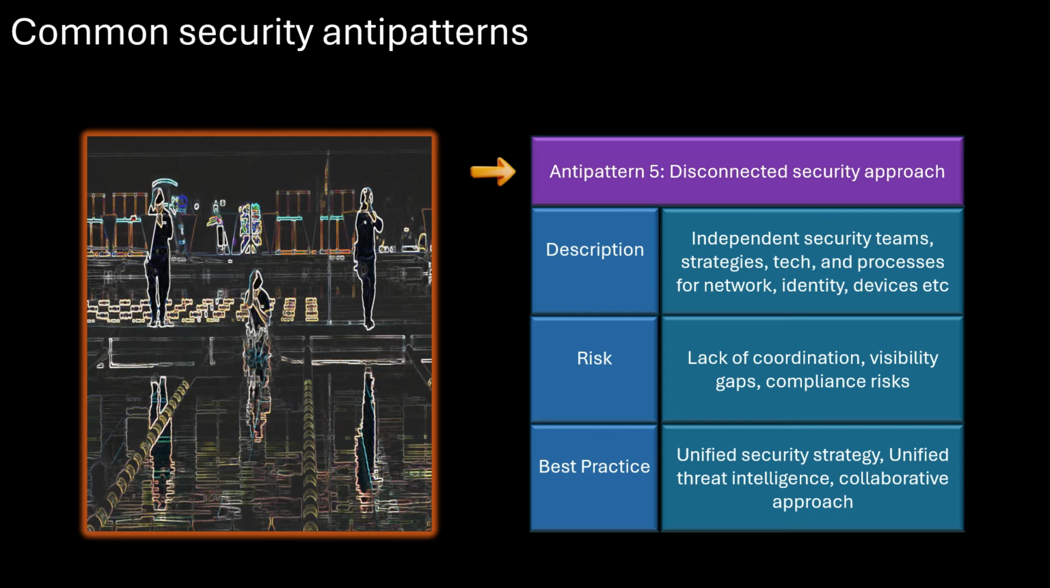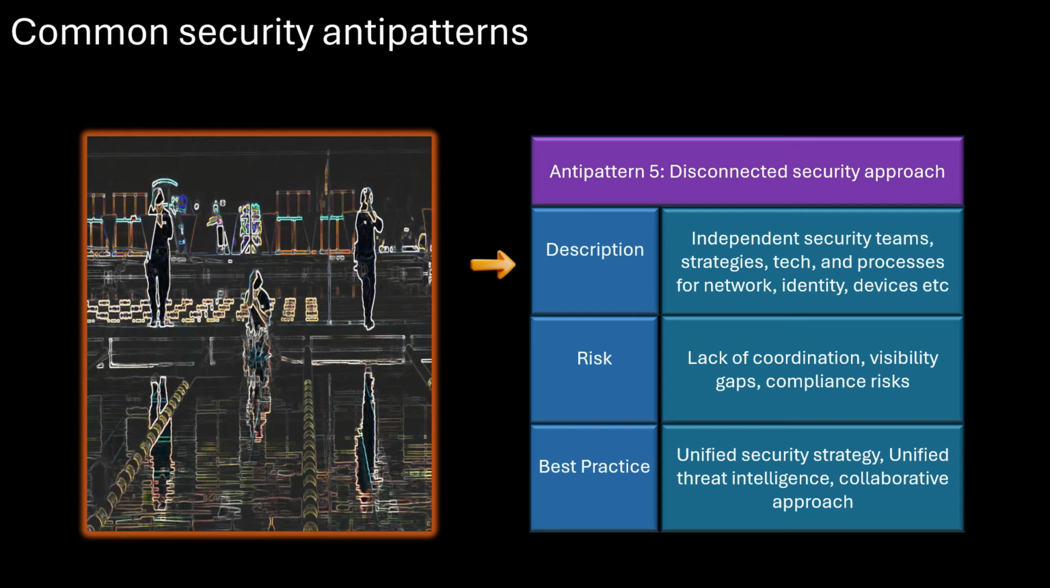The fifth anti-pattern is the disconnected security approach, in which there are multiple independent security teams and they have their own tools and processes. Usually, independent security teams may fail to communicate effectively, which can lead to uncoordinated responses to threats and incidents. This can result in delayed detection and mitigation of security breaches. Different security strategies and policies across teams can create inconsistencies which lead to security gaps.